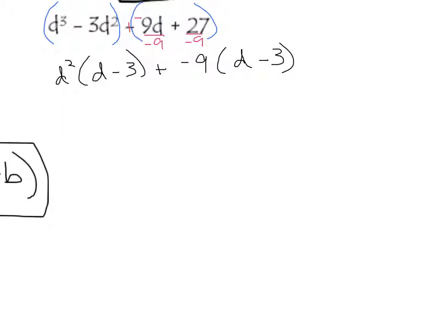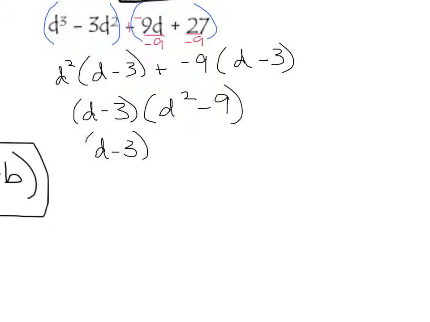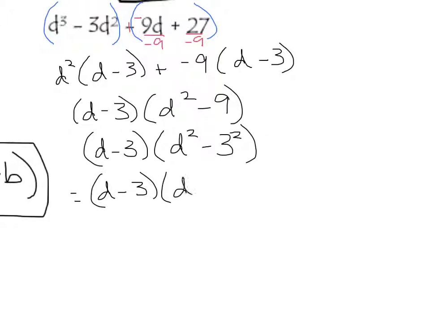Now I have my d minus 3 terms the same, so I can again pull out the greatest common factor, which in this case is d minus 3, and what we have left is d squared plus negative 9, which is d squared minus 9. So then I see this is a difference of squares, so I can rewrite it as d minus 3 times d squared minus 3 squared, and now I can apply my formula to this part, which is a difference of squares, and I get d minus 3 times d plus 3 times d minus 3.